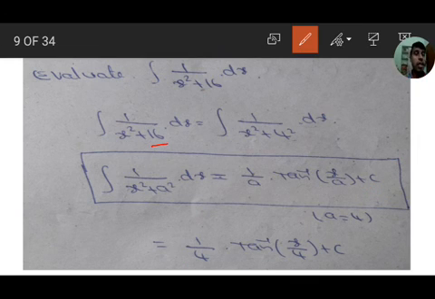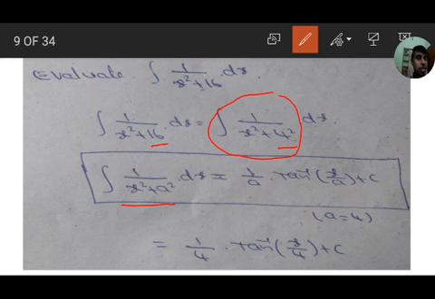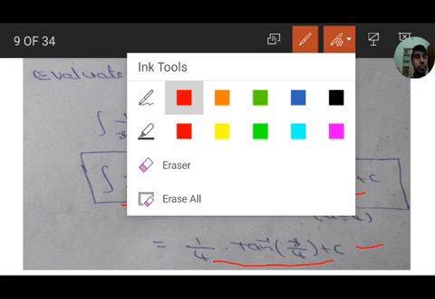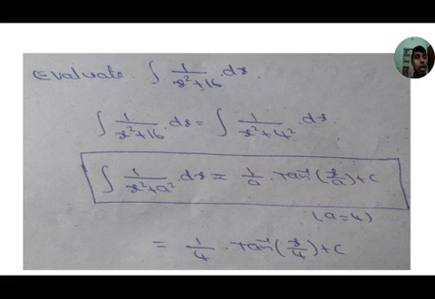Here 16 can be written as 4 square. So it is the integration of the form 1 by x square plus a square dx, that is the formula 1 by a into tan inverse x by a. A means here 4. So 1 by 4 into tan inverse x by 4 plus c. Let us move to the next problem.